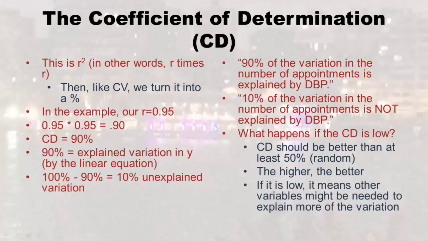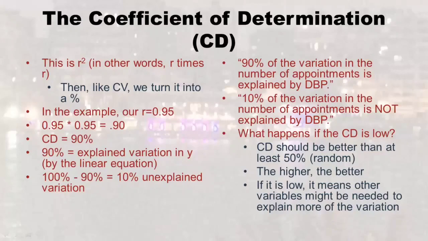You say that 90% is the variation that's explained in Y by the linear equation, right? So Y varies, right? Like how many appointments they had was different for each person. Well, 90% of that variation is explained by the equation. And of course, if you take 100 minus 90%, there's 10% unexplained variation. So there's still some variation that could be explained by other variables, but not a lot.